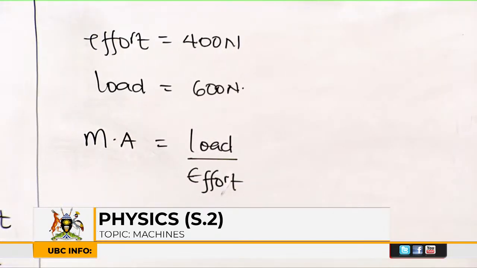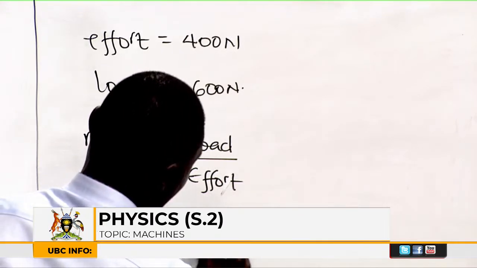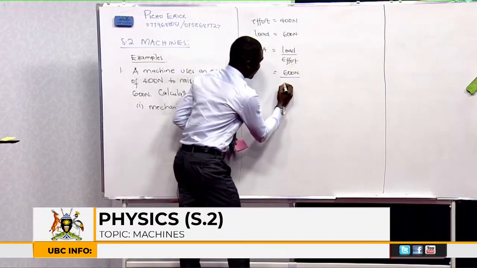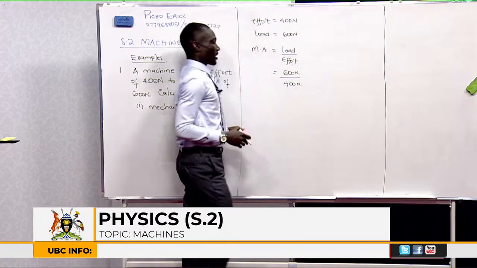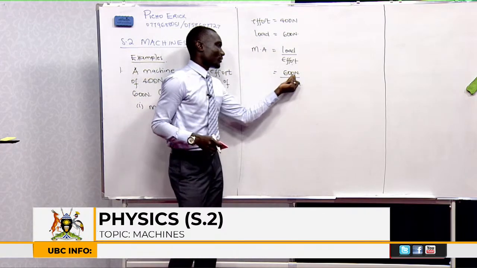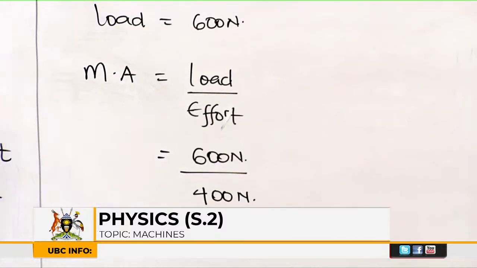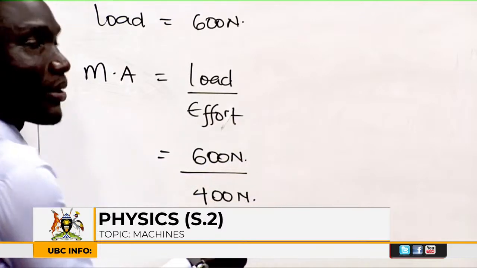Okay? So what is the load? The load is 600 Newton, then over our effort, which is 400 Newton. Now, sometimes students are fond of substituting the units at each point. That is not necessary. You don't have to keep on writing 600 Newton, 400 Newton.